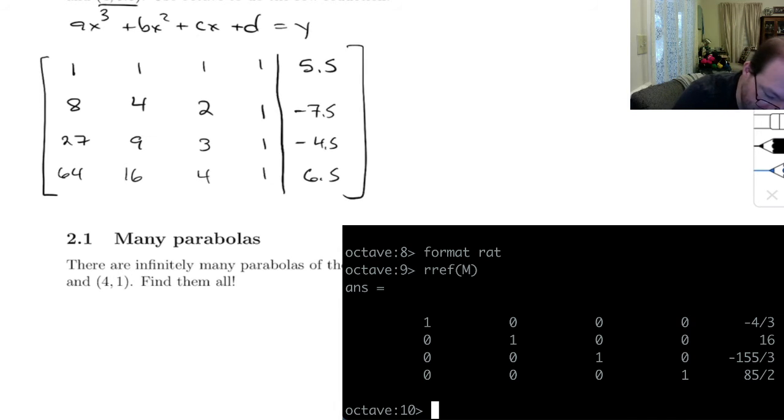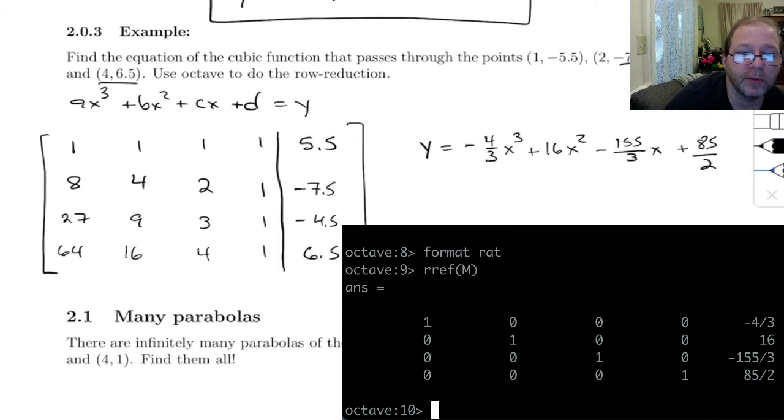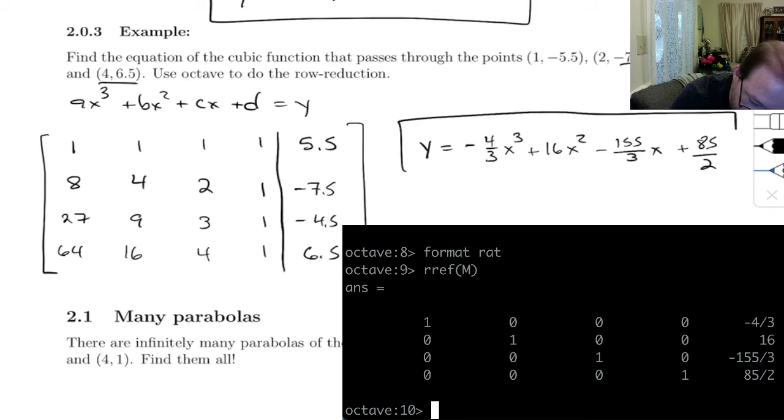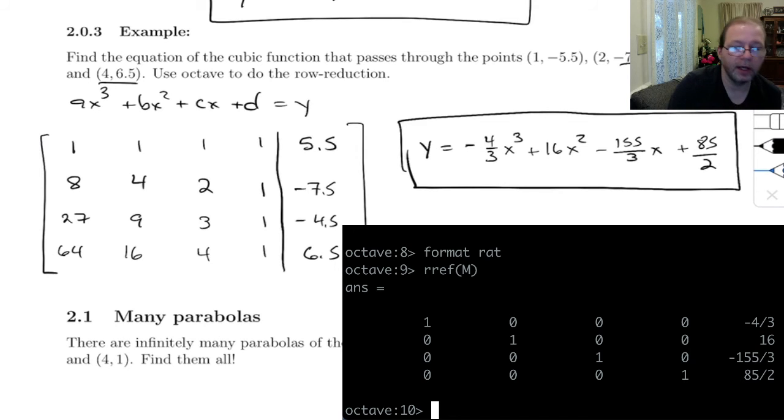that 4/3 is my a, so what I'm going to get is y equals negative 4/3 x squared, or no, x cubed, plus 16x squared minus 155 over 3x plus 85 over 2. I don't know if I've got that up there where you can't read it. So let's see, that should be our answer. And we're pretty much done, except I like to check these things.